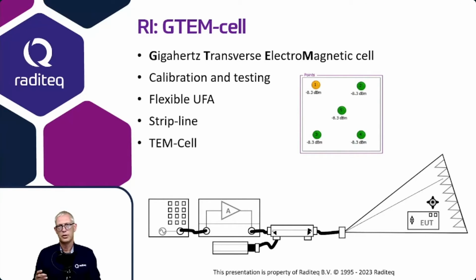Also, the GTEM cell, the gigahertz transverse electromagnetic cell, is fully supported in RadiMation. This can be done with the calibration tools, and testing can also be done with this setup.